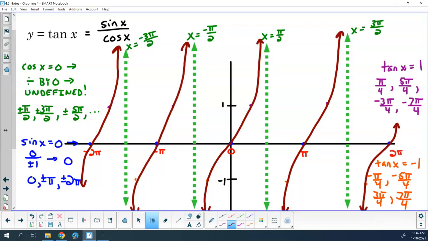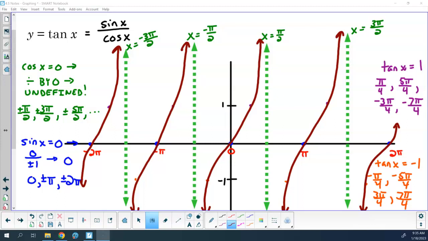So it looks like that. So our domain would be all real numbers except plus or minus pi over 2, plus or minus 3 pi over 2, plus or minus 5 pi over 2, plus or minus any odd number of pi over 2. Okay? Our range would be all real numbers, because we go on forever and ever and ever, up and down.